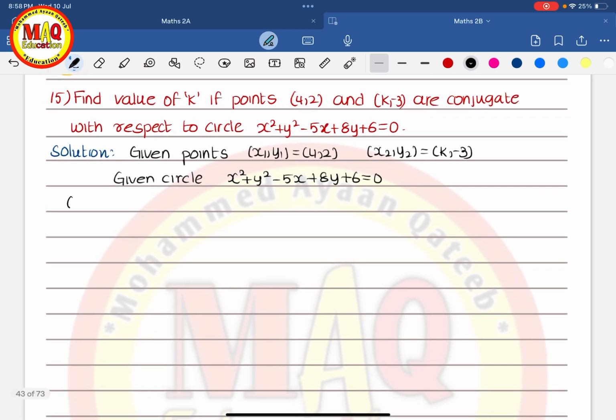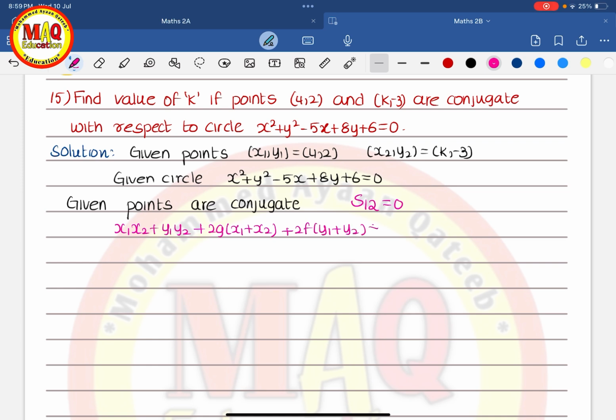In the question, given points are conjugate. Given that points are conjugate, so condition is S12 equal to 0. S12 notation for general equation is x1 into x2 plus y1 into y2 plus 2g of x1 plus x2 plus 2f of y1 plus y2 plus c equal to 0. For the above equation, S12 notation is x1 into x2 plus y1 into y2 minus 5/2 of x1 plus x2 plus 4 of y1 plus y2 plus 6 equal to 0.